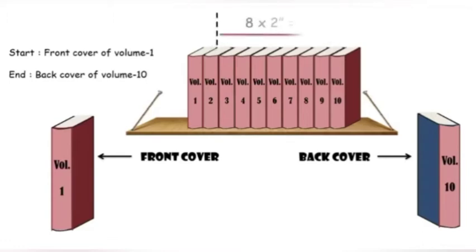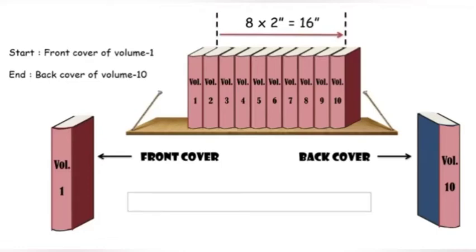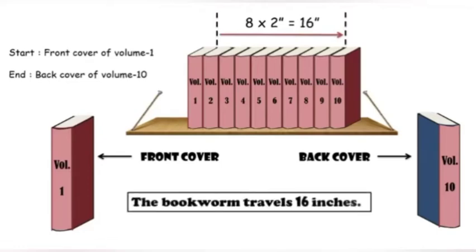The worm starts at the front cover of volume 1 and travels through 8 books. That makes a distance of 16 inches till it ends at the back cover of volume 10. So the correct answer is 16 inches. The bookworm travels 16 inches.